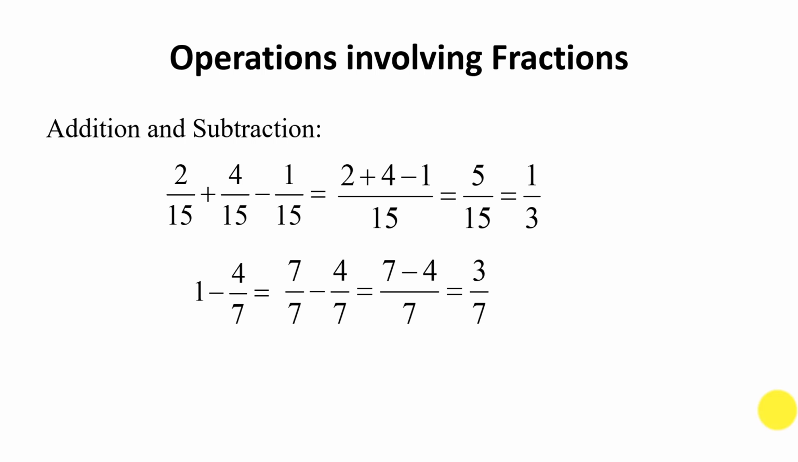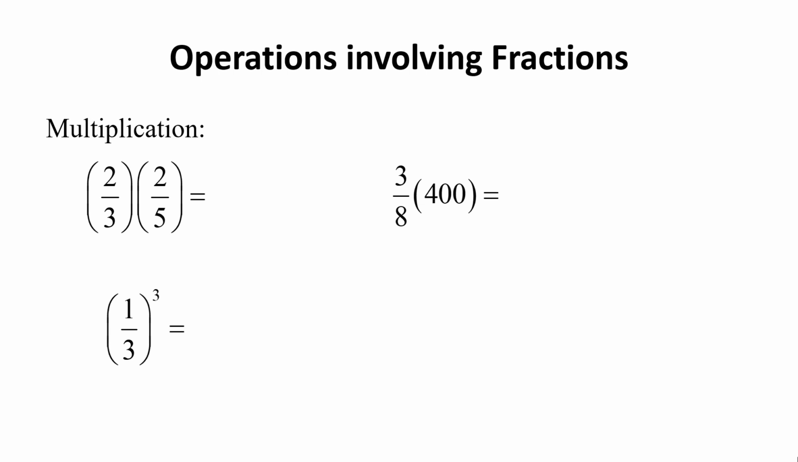So in statistics, we will use addition when we are finding compound probabilities involving 2 or more probabilities, and we will use subtraction when we use what's called the complement rule, where we do 1 minus a probability. For multiplication, when we're asked to find the probability of A and B happening at the same time, we will use the multiplication rule, so we have to know how to multiply fractions.